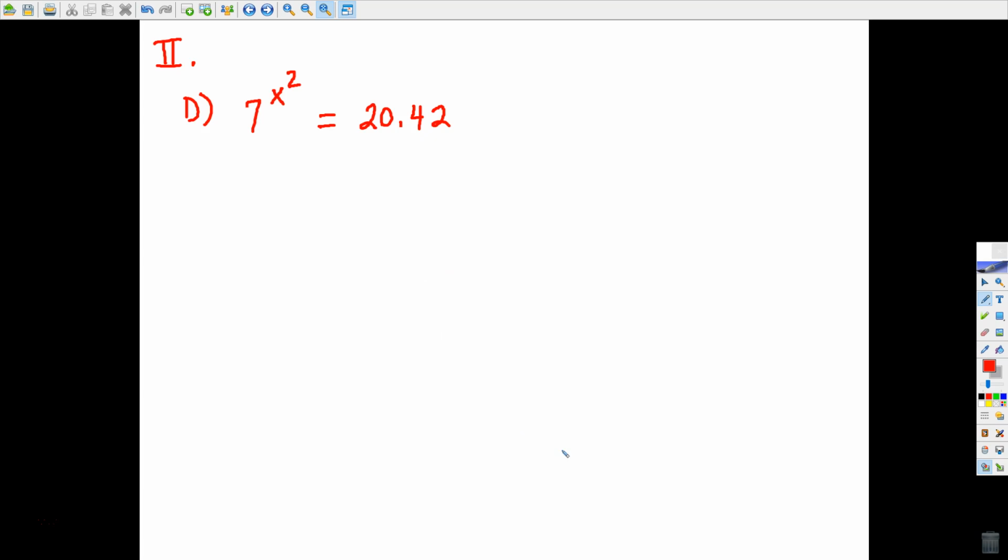So once again, this is an exponential equation. We're going to turn it into a log equation. Log base 7 of 20.42 is equal to the exponent x squared. All right, once again, get a lot of practice with the change of base formula. So in your calculator, you're going to do log 20.42 divided by log 7.